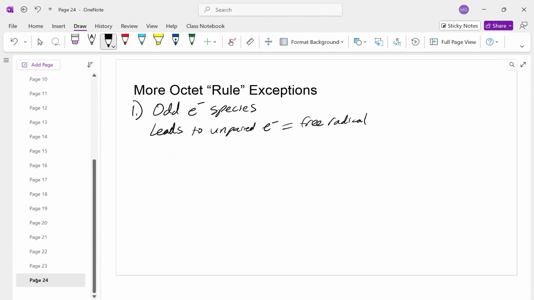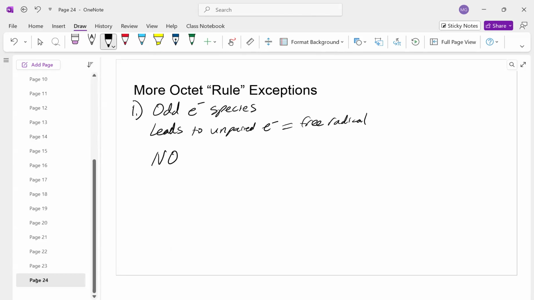They're very, very reactive. We'll talk a lot more about them in organic chemistry. They don't typically exist for a very long time because they're so reactive, because they just need to pair up that electron. So an example of this is the compound nitrogen monoxide. That's not the word no, that's nitrogen bonded to oxygen.